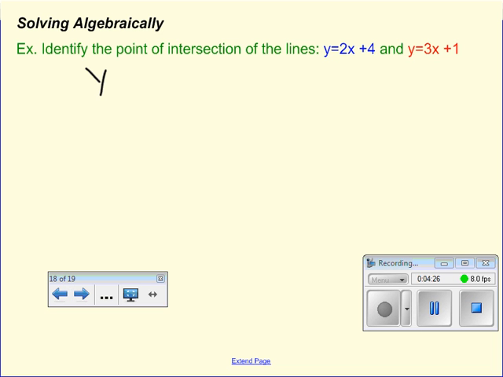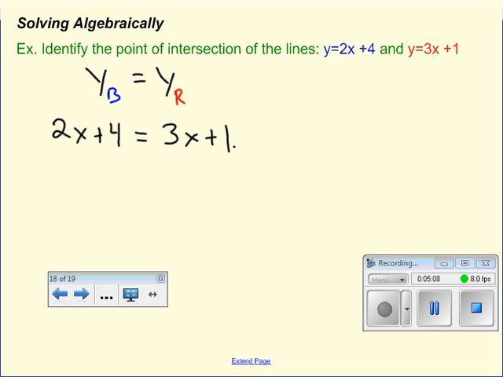So y on my blue line is going to be equal to the y of my red line. That means that what they're equal to will also be equal. So I can just plop in my blue part of the equation, 2x plus 4, and that's equal to 3x plus 1. Since the y's are equal, both of these parts of the equation are equal. From here, I only have one variable, x, so I have to solve for it.